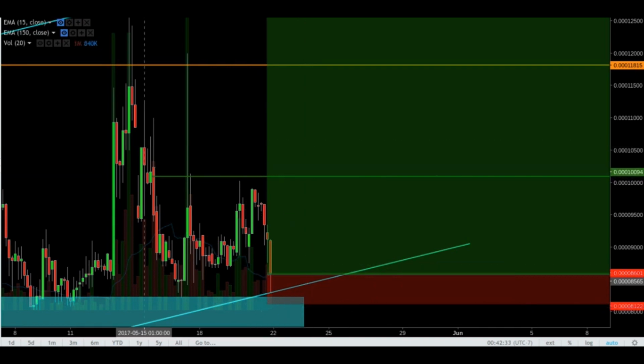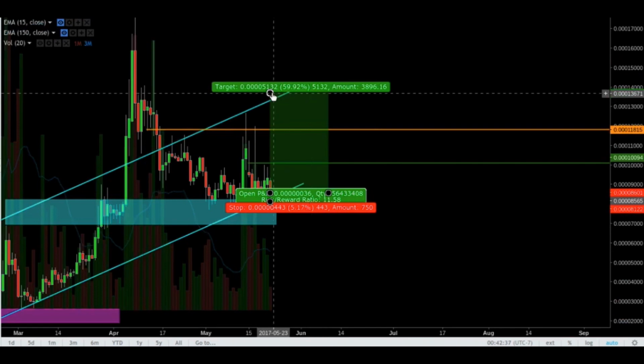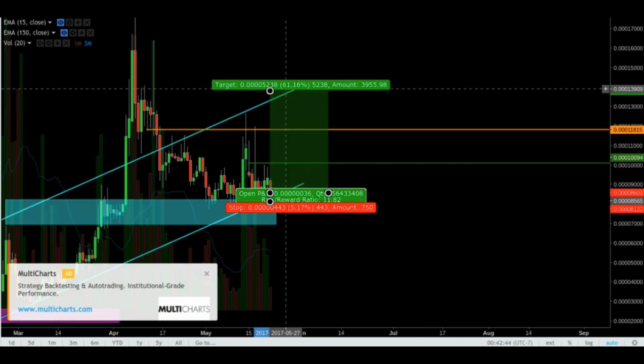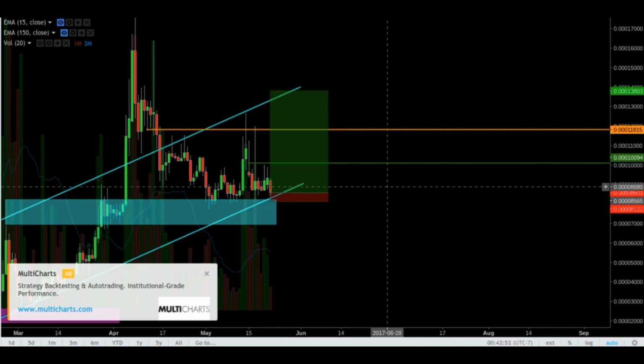So if we look and we set up our target to be the top of the channel, we are seeing a possible gain of 60%, or a risk reward ratio of basically 1 to almost 12. So I think that in itself is a pretty good risk.